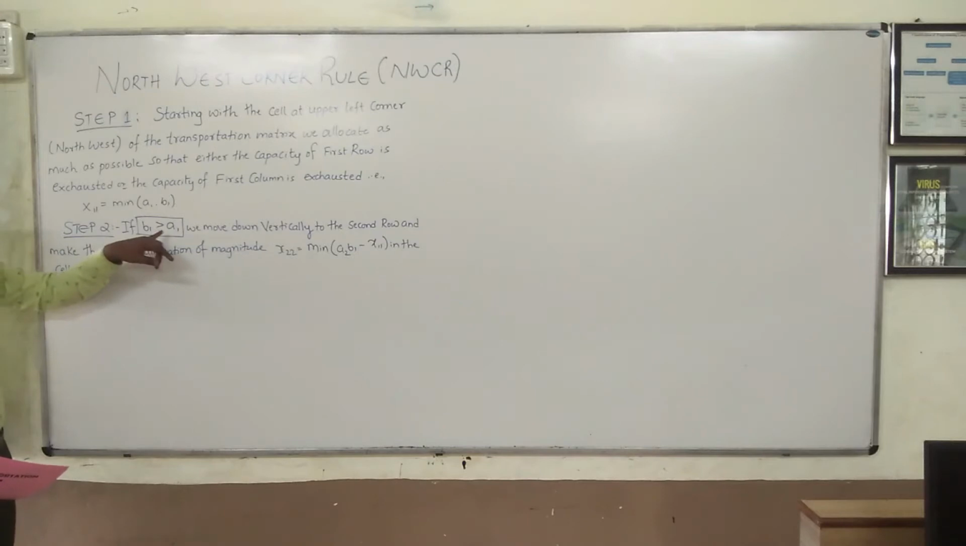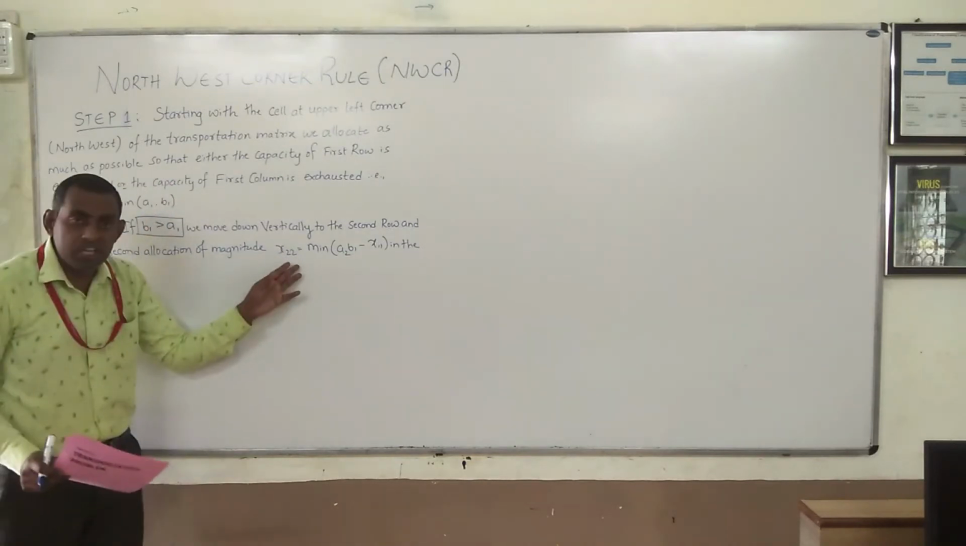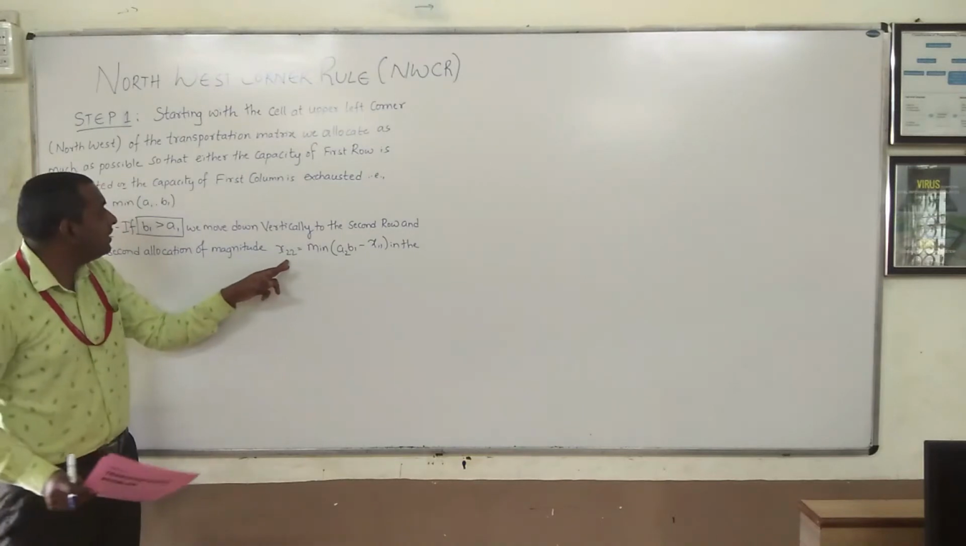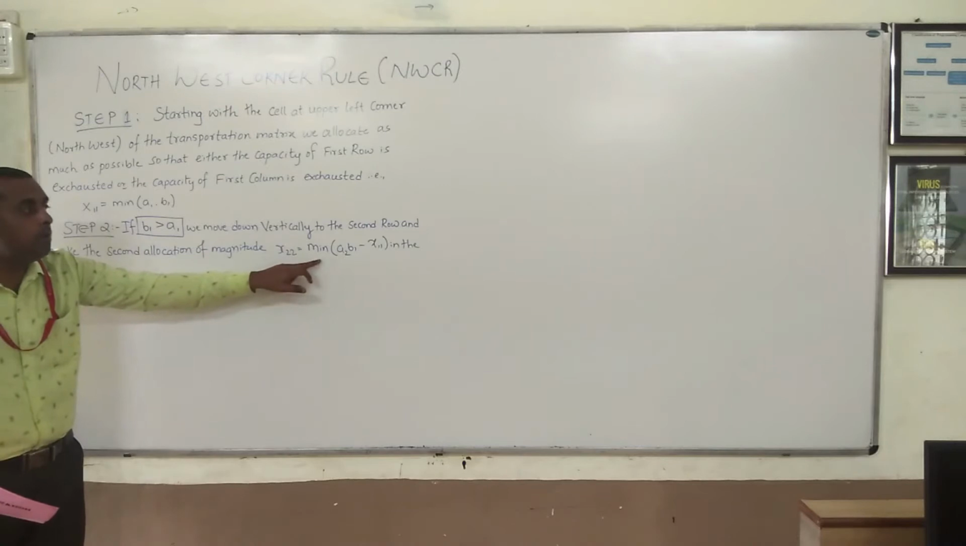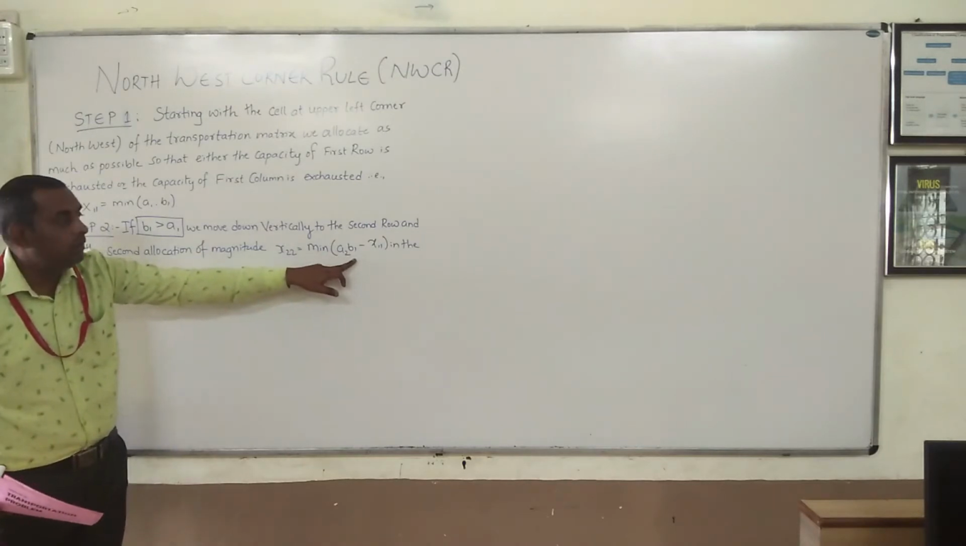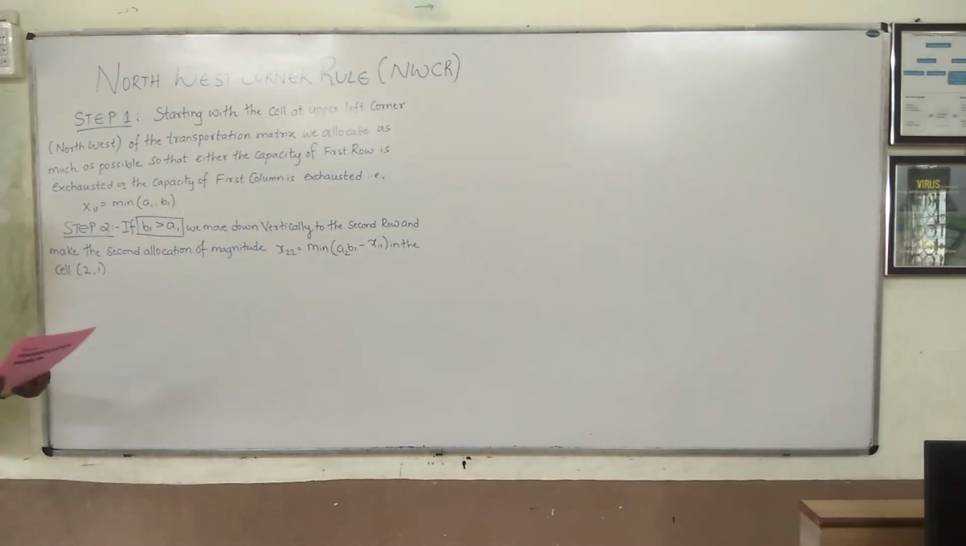If B1 is greater than A1, whereas in the second row, first column, we are going to make the allocation. That is, allocation means X21, here it is X11. So X21 is equal to the minimum of A2, B1 minus X11 in the cell 2 comma 1.